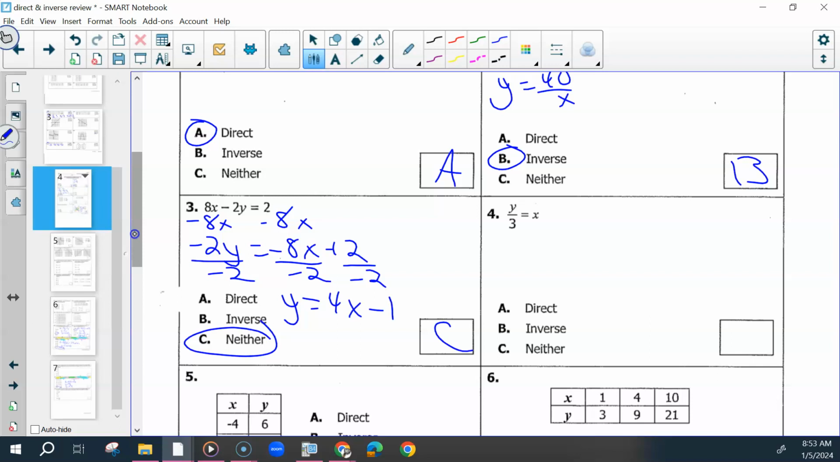Right now this is not in either format. So solve it by doing what? Multiplying the 3. We have y equals 3x. Is this direct, inverse, or neither? Direct. Any other questions?